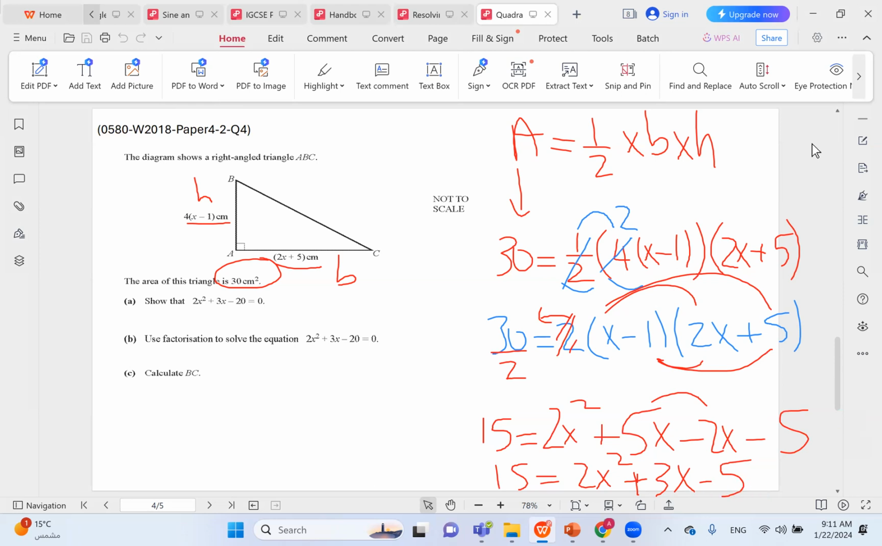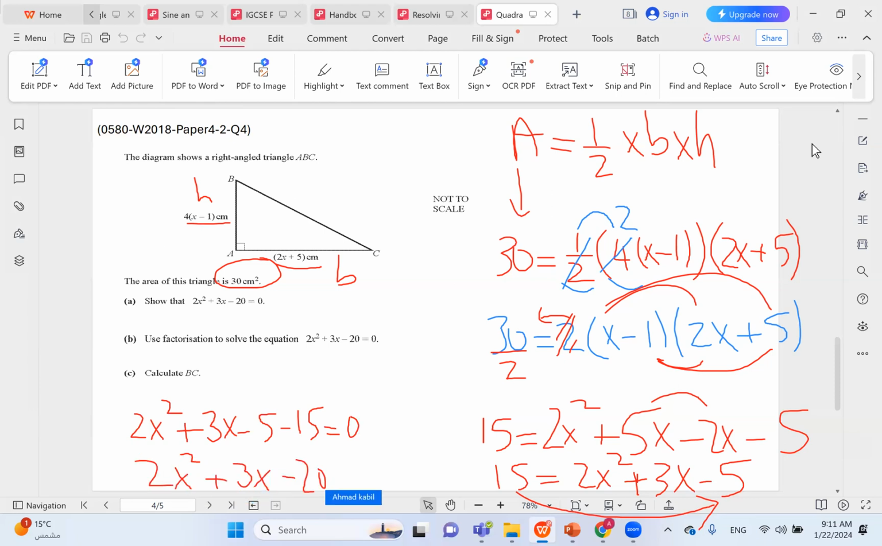Finally, you take the 15 to the other side. Of course, you don't forget to change the sign. So you get 2x squared plus 3x minus 5 minus 15 equals 0. So 2x squared plus 3x minus 20 gives you 0. And we know that we are successful because this is exactly what they wanted us to arrive at. So question A is complete.